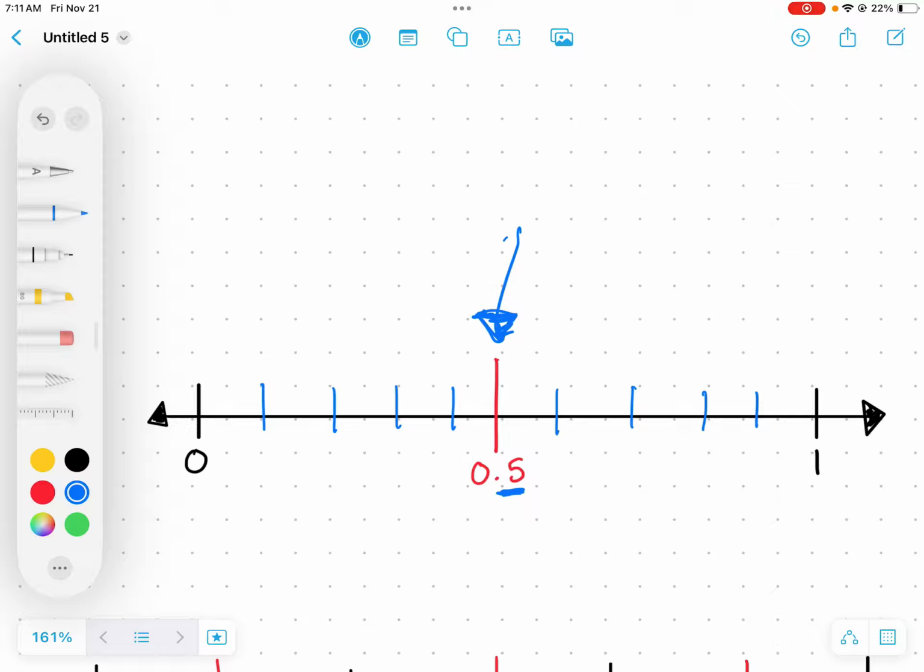Okay? Because what's half of 100? 50. What's half of 10? 5. What's halfway between 20 and 30? 25. Okay, that halfway always has a 5 in it. So halfway is always going to be 0.5.